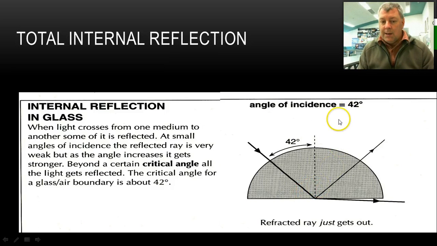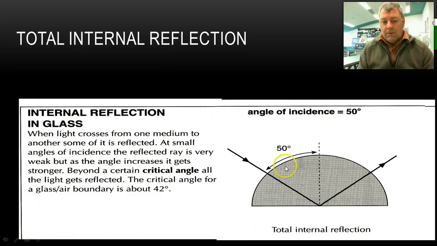And if we go past what's called the critical angle, so 50 degrees, none of the light is transmitted and all the light is reflected. Yeah? And that would be when we get total internal reflection. So anything over 42 degrees. So the critical angle is the angle where the angle of refraction is actually 90 degrees.